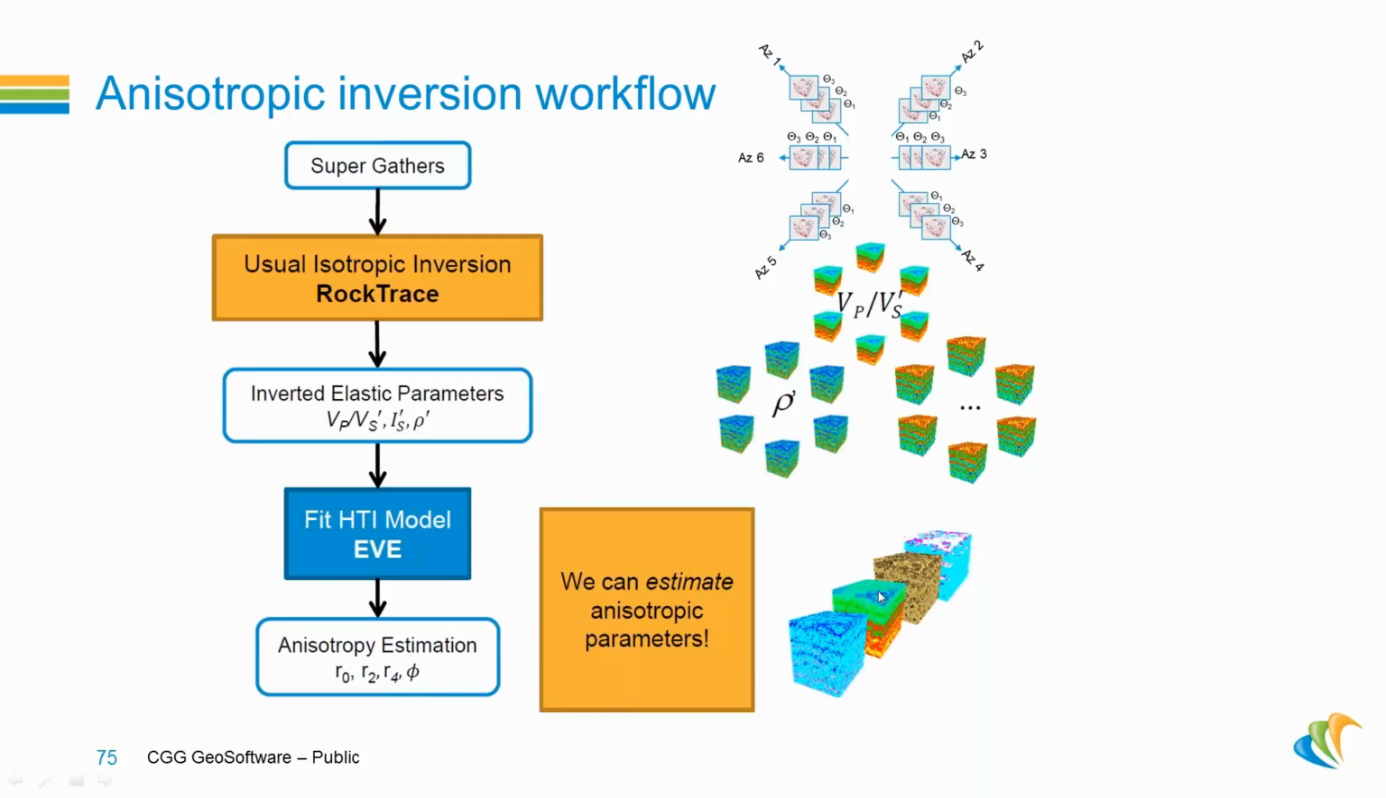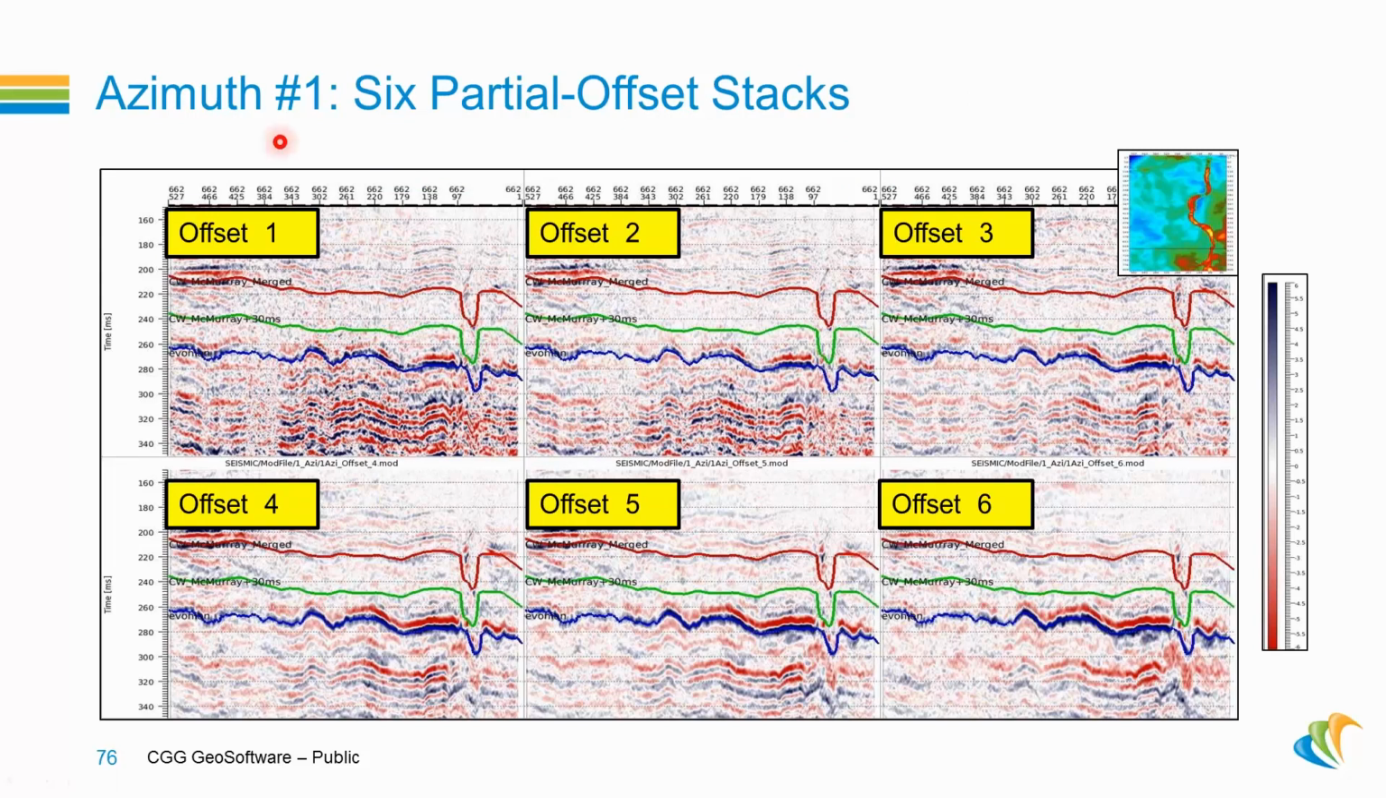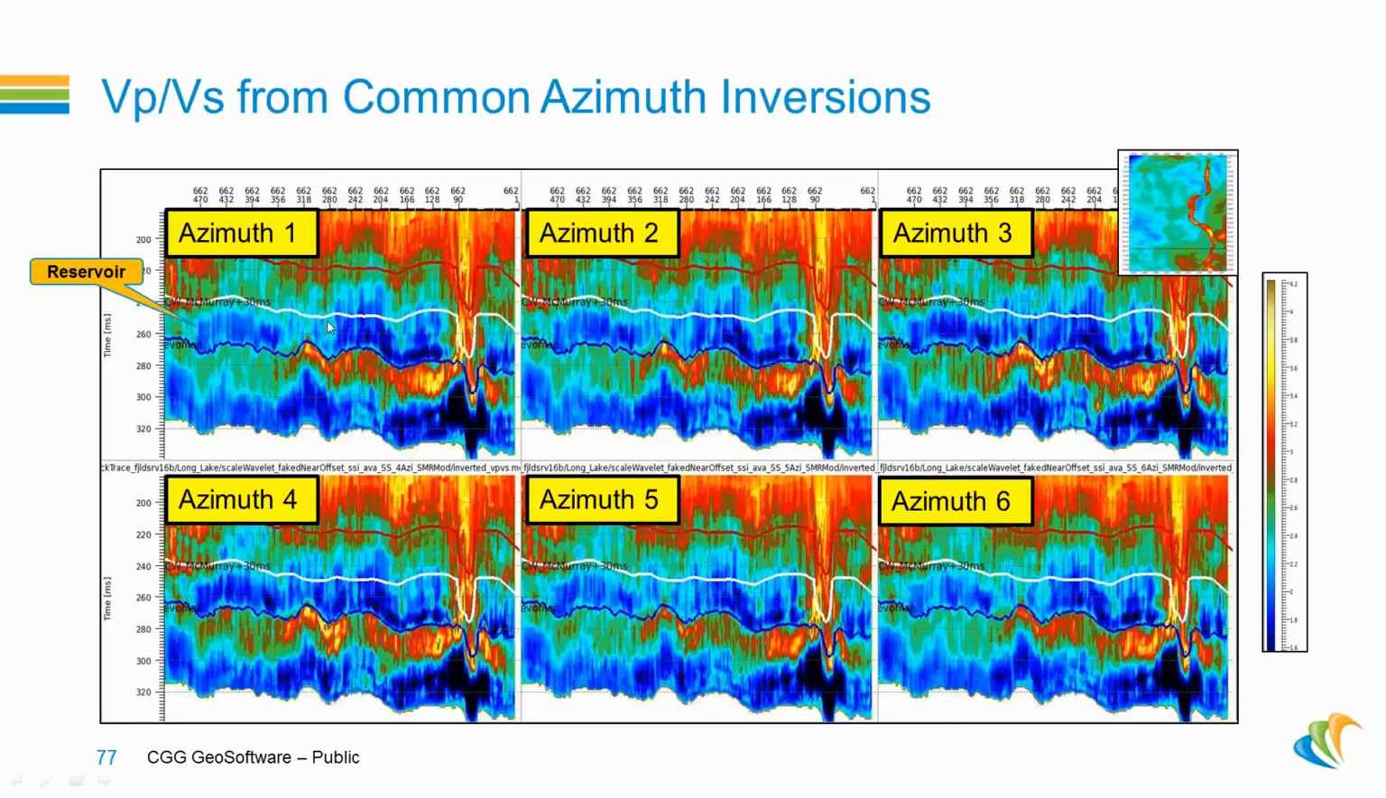Example shown here, we have azimuth. One of the azimuths is shown here for different offsets. So we have 6 offsets for one azimuth. So we had 6 other azimuths as well. And so using this RockTrace, we can convert those different azimuth gathers to VP/VS at those azimuths. This is the result of that. So we have azimuth 1 VP/VS up to azimuth 6 VP/VS.